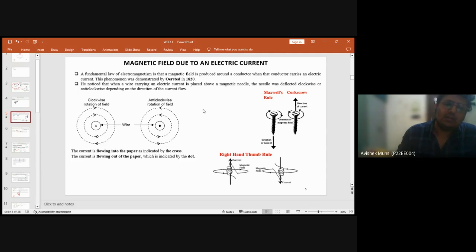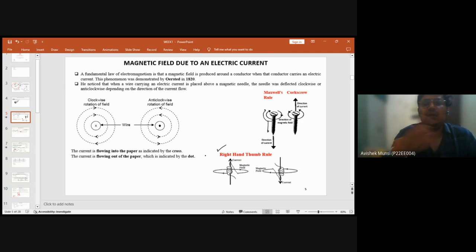Number one is Maxwell's corkscrew rule. If this is the direction of the current, then the moving direction of the screw will produce the magnetic field. Fine. And it is very easy to understand by the right hand thumb rule. Mostly we use the right hand thumb rule.